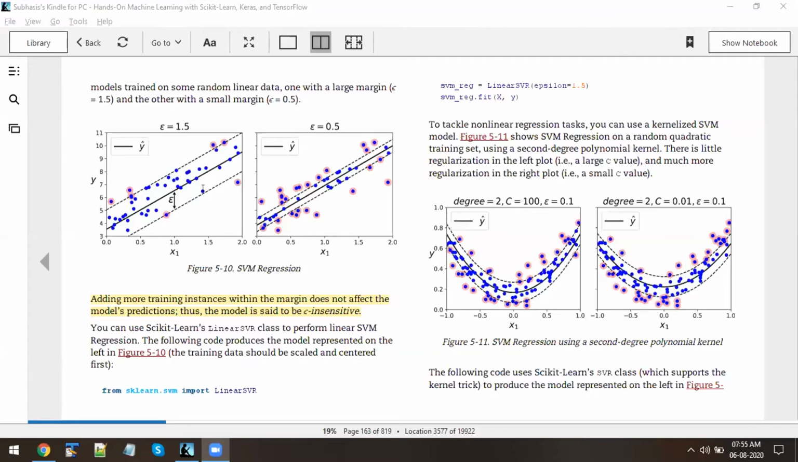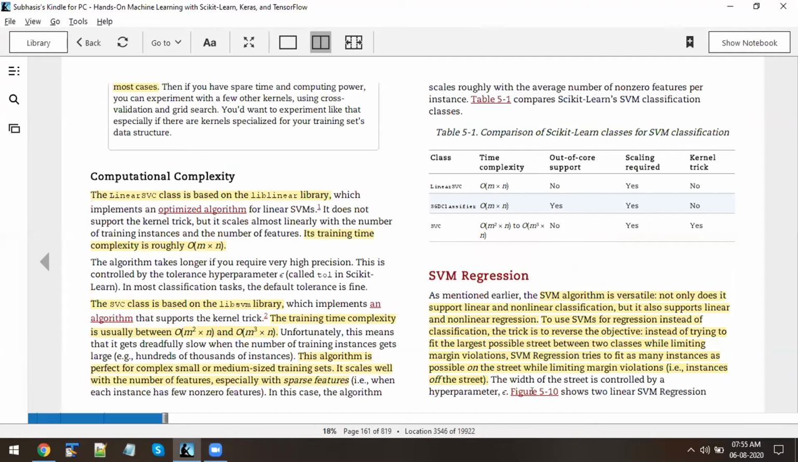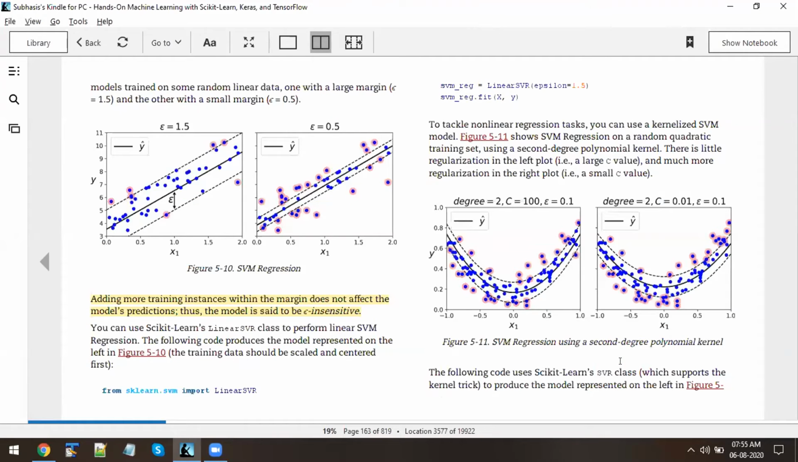So on the left hand side, he says this associated text: the width of the street is controlled by a hyperparameter epsilon. The figure shows two linear SVM regression models trained on some linear data, one with a large margin, epsilon 1.5, and the other with a small margin, epsilon 0.5. Epsilon is the width of the street. Adding more training instances within the margin does not affect the model prediction. Thus, the model is said to be epsilon insensitive.